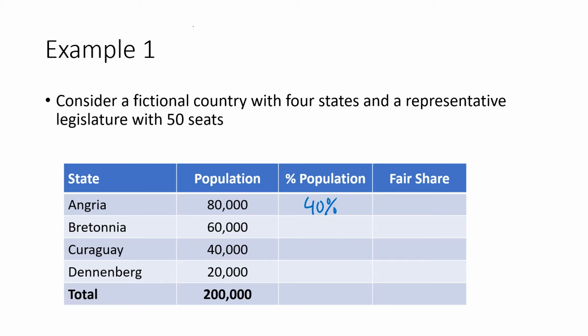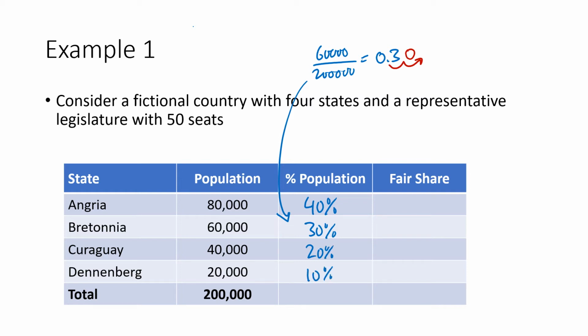State B, again, what we're going to do is we're going to figure out 60,000, in this case, divided by 200,000. That's going to work out to be 0.3, which is the same as 30%. Again, what you do is you take that decimal point and move it 2 spaces to the right, filling in zeros for any empty spots. And so that's going to give me 30%. Similarly, in the same way, state C has 20% and state D has 10% of the population. And just as a double check, if I add up those percentages, I do indeed end up with 100%.